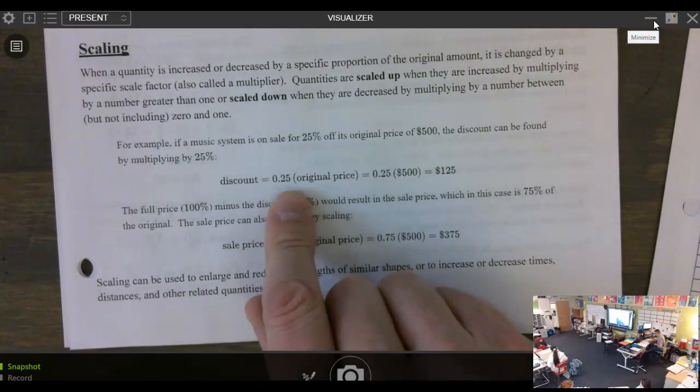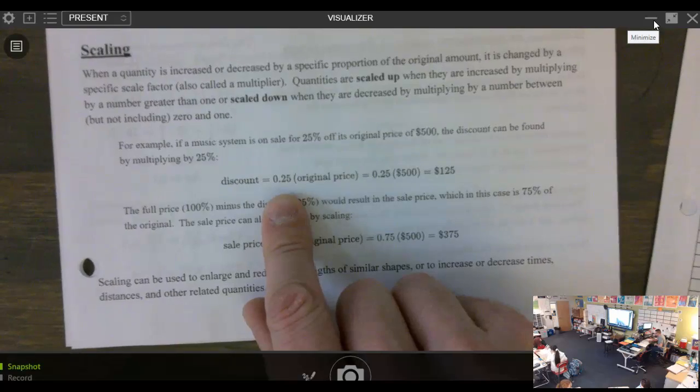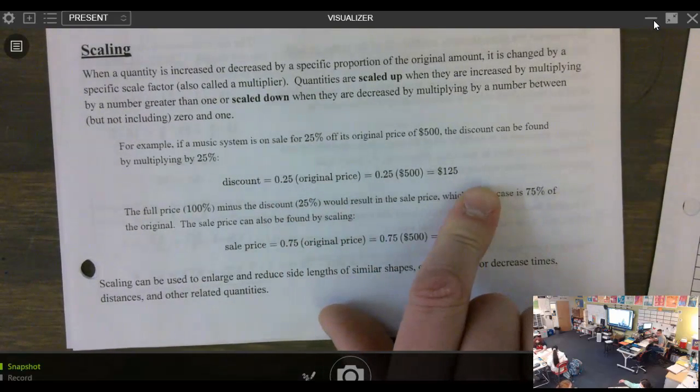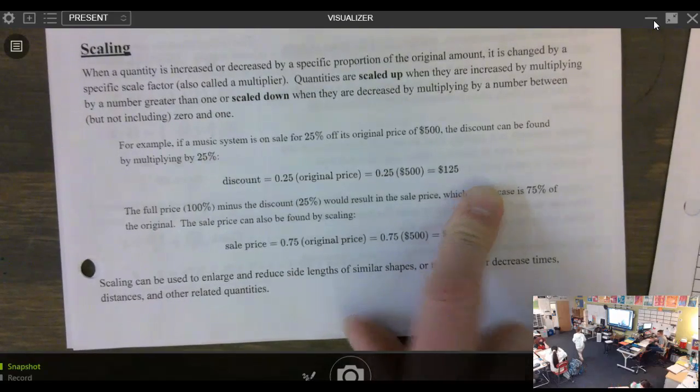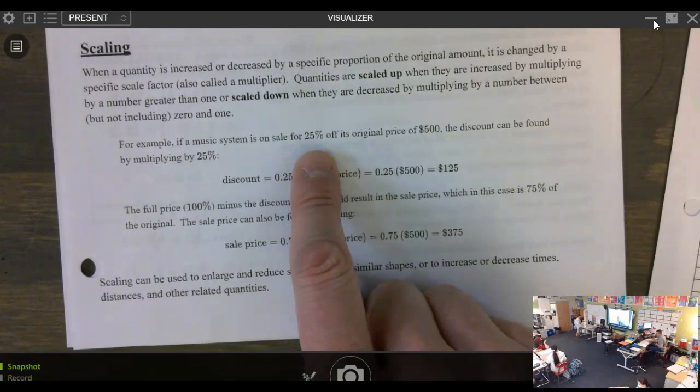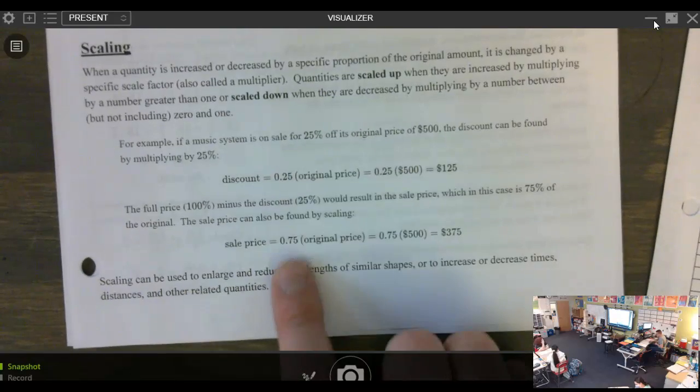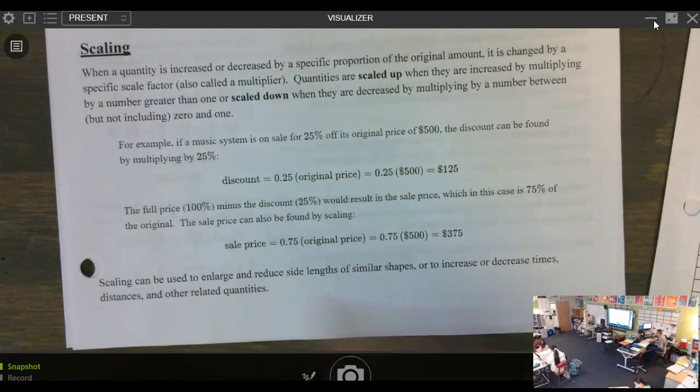If we were looking for a discount of 25%, we could do 0.25 like we did yesterday, or we could ask ourselves what percent is on still. Well, if you take 25% off, what percent is on? 75. So I could find the sale price that way.